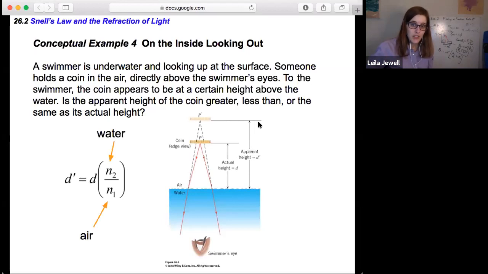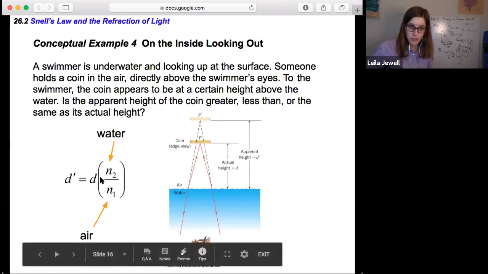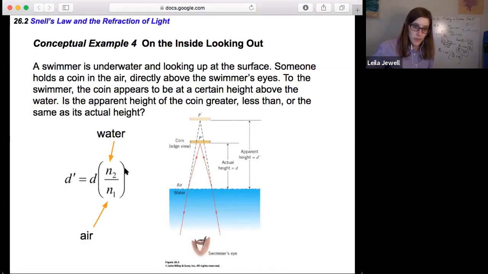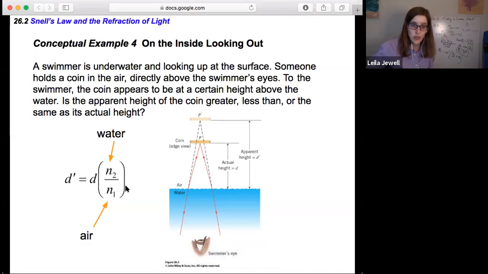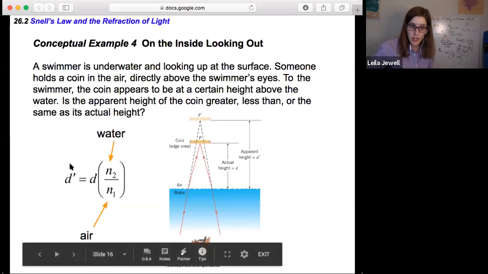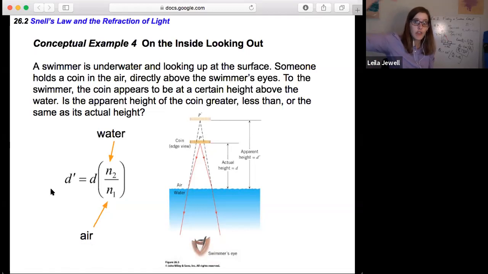And why is that? Well, the apparent height is our d prime relative to the original height d, and the actual object is now in the air. So air is our n1, water is our n2. Water has a greater index of refraction than air, so it becomes larger. The apparent height becomes larger. So the coin appears further away than it is. If you go to grab it, you'll probably knock it down. You'll be trying to reach too high into the air.